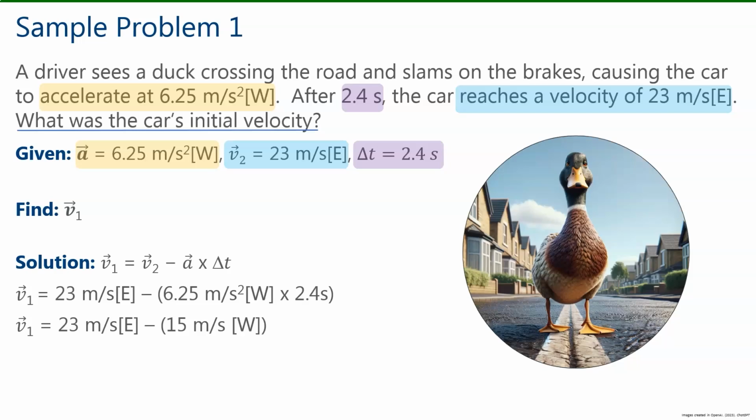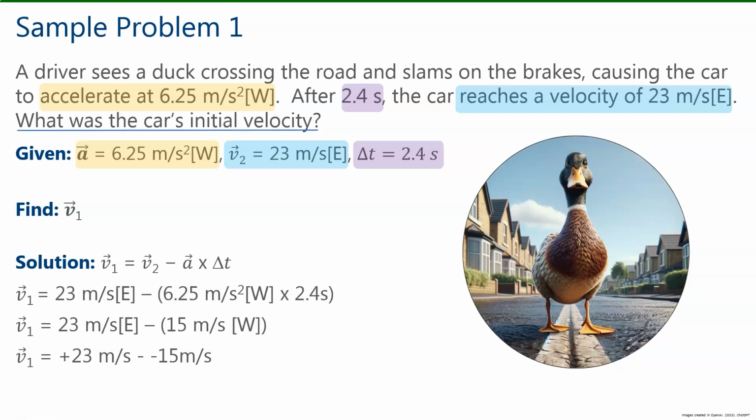Next, we're going to subtract. So we have 23 minus 15. Notice here, though, that we have different directions. One is east and one is west. So we'll need to put in positive and negative signs to represent the direction. Remember that east is positive and west is negative. When we do that, we have positive 23 meters per second minus negative 15 meters per second.